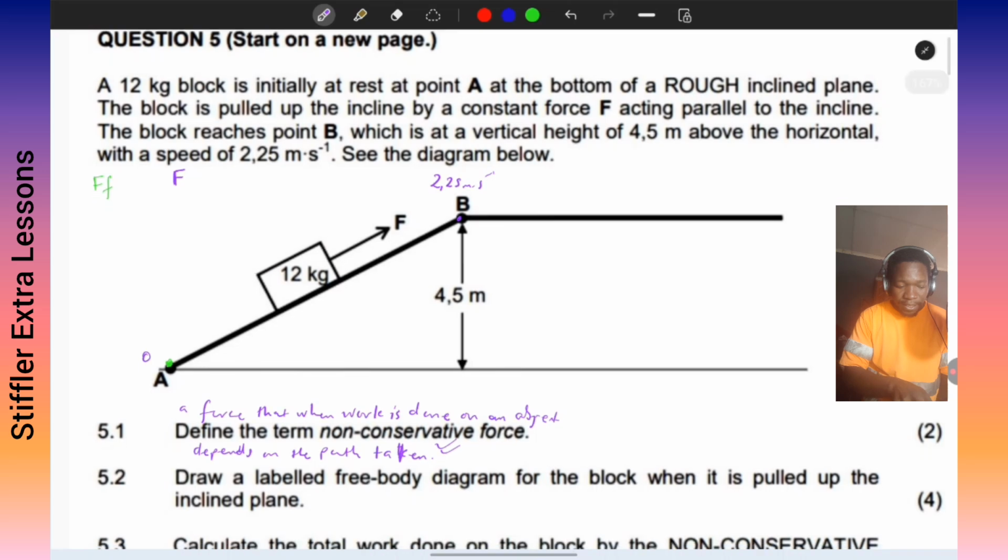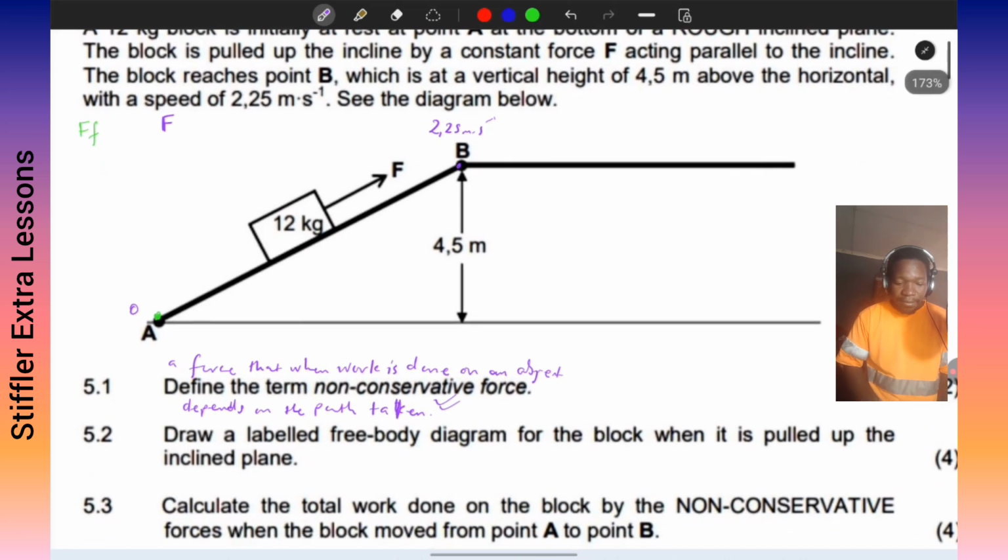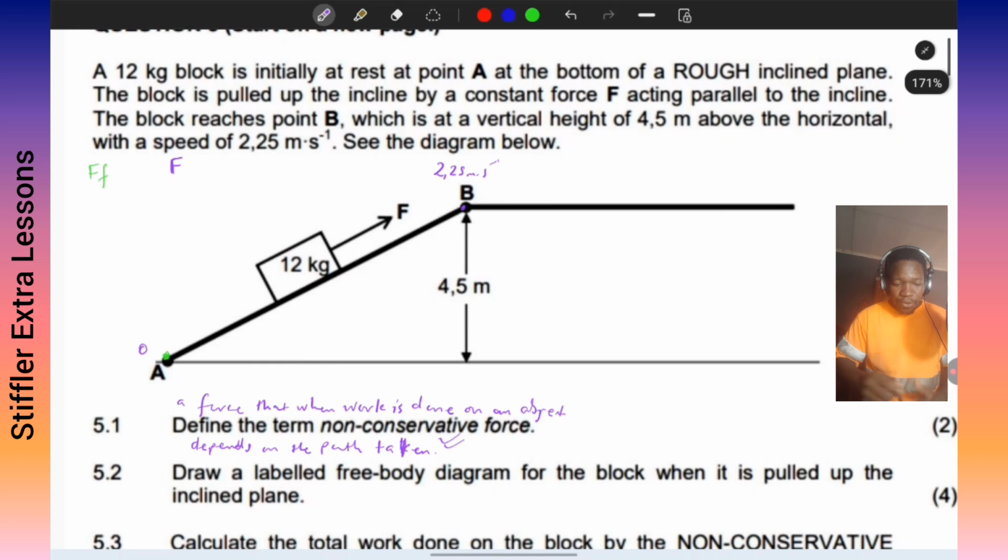So let's move on to the next question. Draw a labeled free body diagram for the block when it is pulled up the inclined plane. It is 4 marks, which simply means that there are 4 forces that we must draw. How many forces can we see here? Already we can see that there is frictional force and there is the applied force. However, we know that every object also has gravitational force, Fg. And if any object is on a plane, it will also have the normal force. So we have the normal force as well.